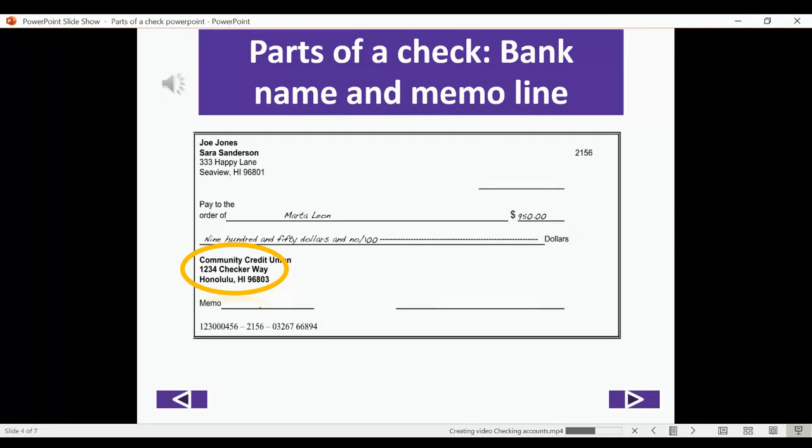The memo line is space for any additional information the check writer wants to include about the check. It might explain what the payment is for or include reference information such as an account number.